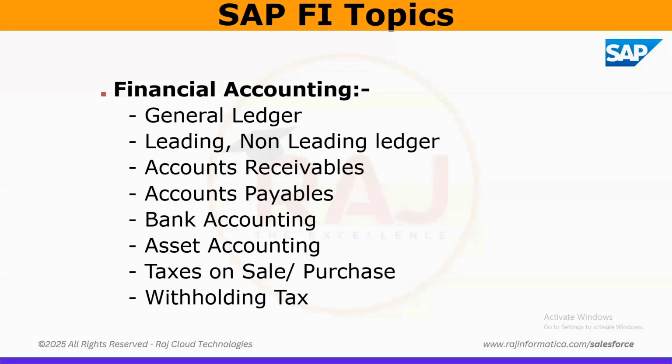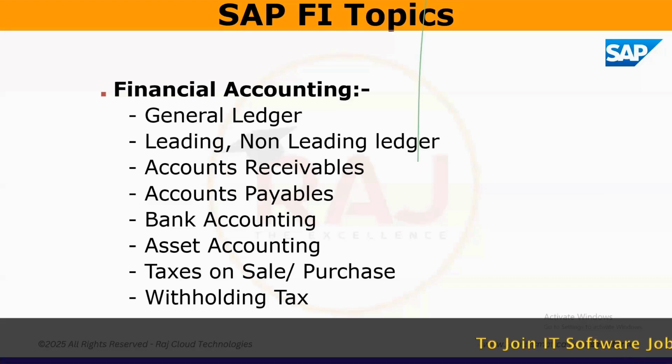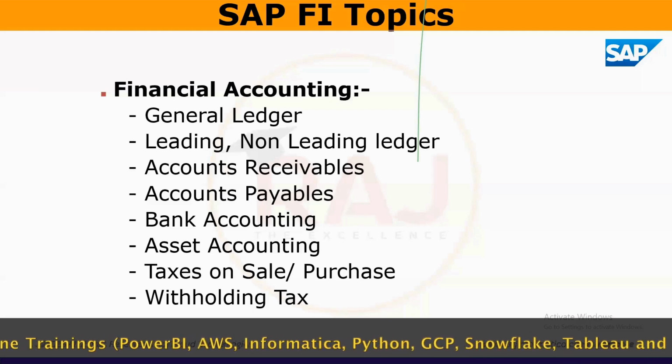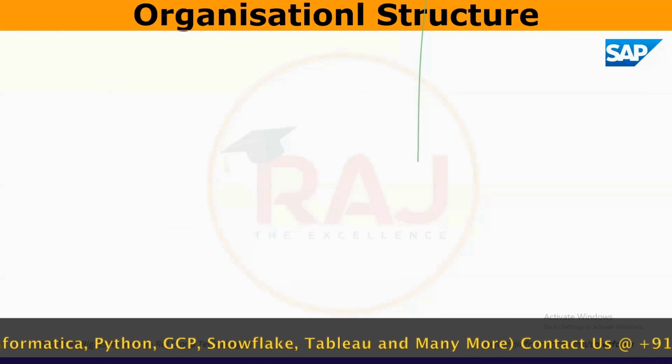Then we have asset accounting, wherein you can post the transactions related to your purchase of assets. You can post the depreciation entry and see the related reports. Then we have taxes on sales and purchase. Usually whenever we purchase or sell something, we have to add these taxes, so those are the taxes available for sale and purchase related activity. And we have separate withholding tax. Withholding tax is the income tax, wherein your TDS is calculated. So these are the overall basic topics which we are going to cover in the finance module.